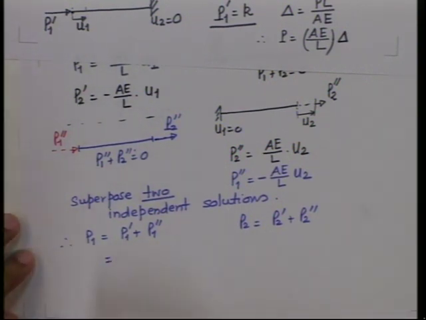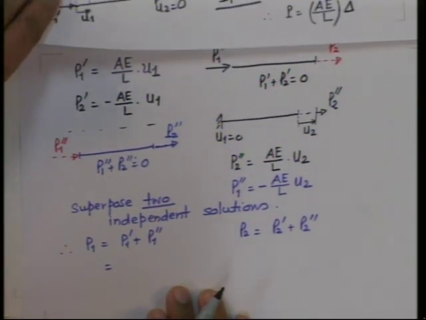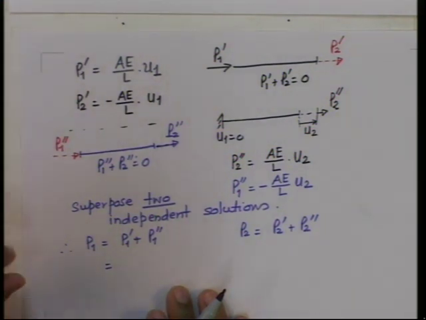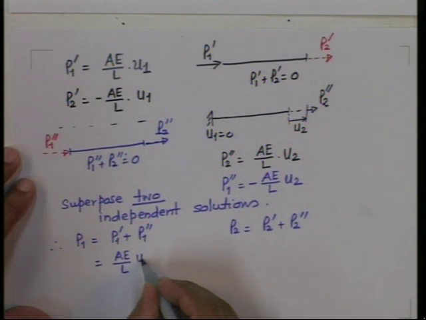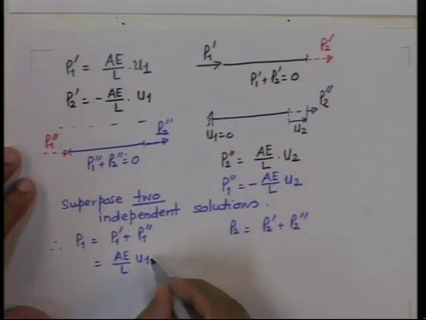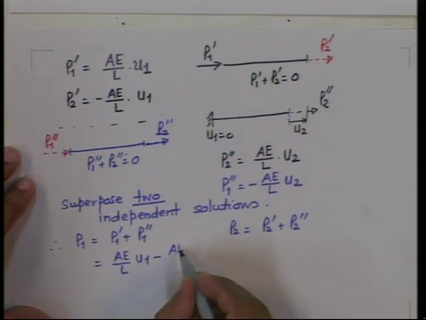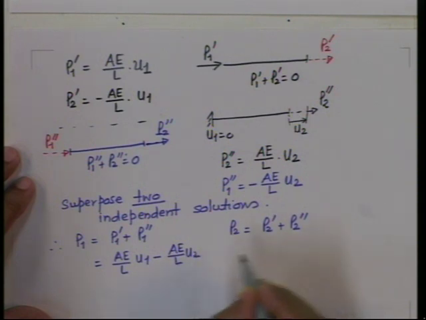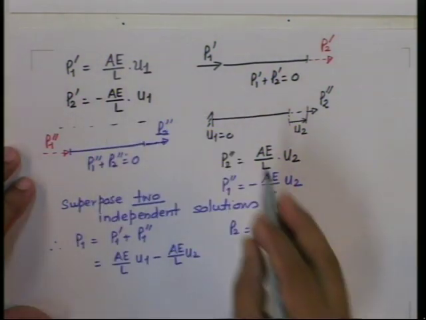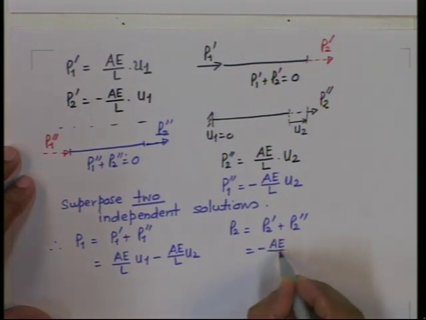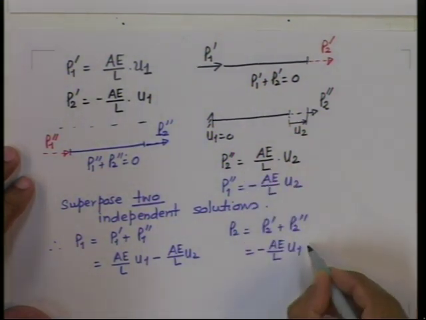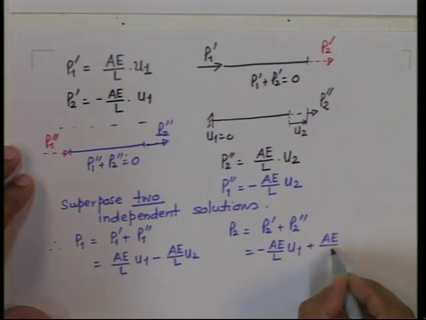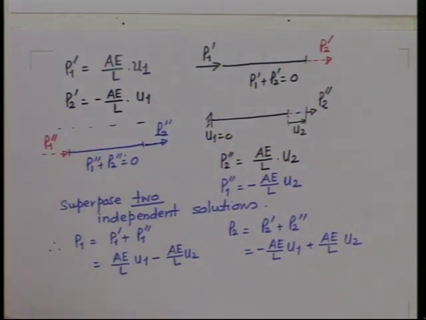So if you put it, what is P1 dash and what is P2 dash? P1 dash is A by L U1, P1 double dash is minus A by L U2, P2 dash is minus A by L U1, and P2 double dash is plus A by L U2. So I can combine the two.